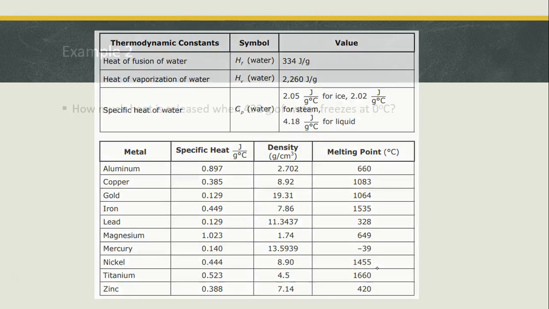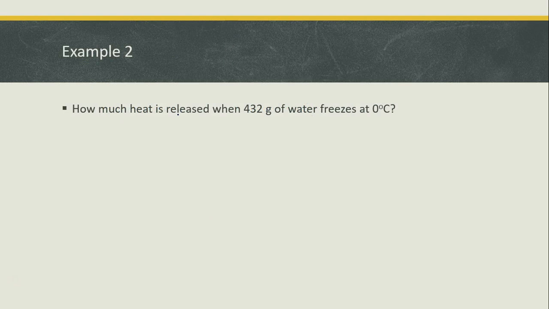Here's another example. How much heat is released when this many grams of water freezes at 0 degrees Celsius? So just like last time, I see the word freeze. That's a phase change, and I don't have a temperature change over here. So we're working another Q is equal to MH problem. Our mass is 432 grams.